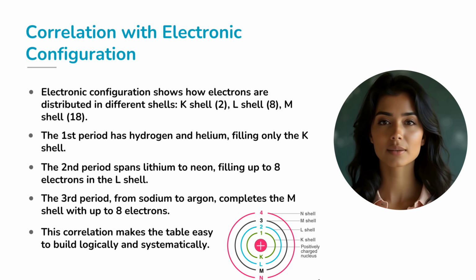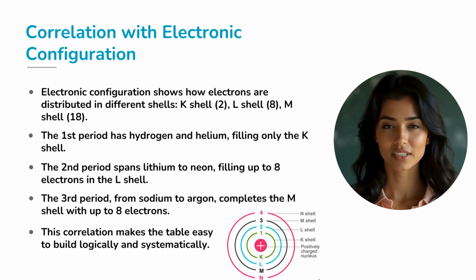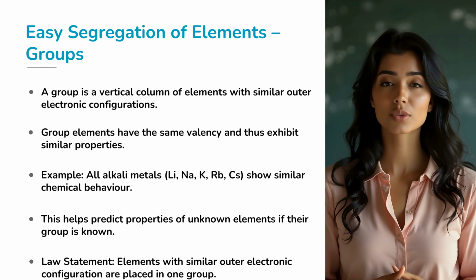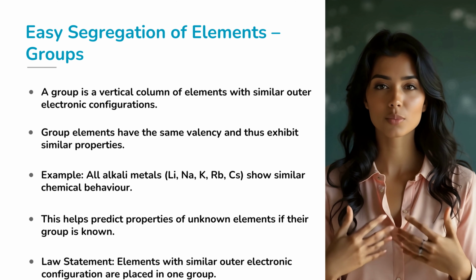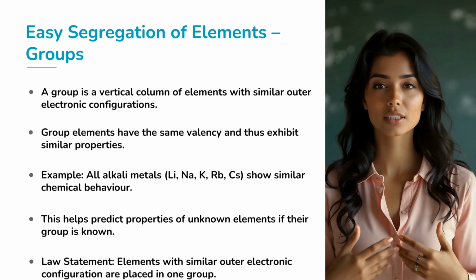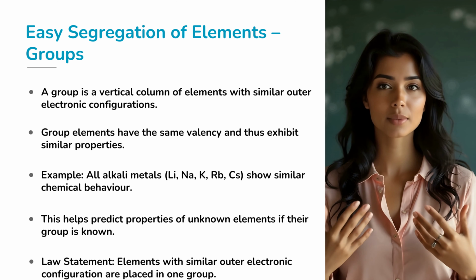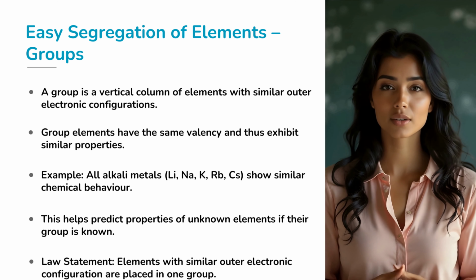Isn't that elegant? This correlation makes the table logical and predictable instead of being just a list of names and numbers. Now, let's talk about groups. Look vertically down the table. A group is nothing but a family of elements with the same outer electronic configuration. That means they share the same valency and therefore similar chemical behavior.